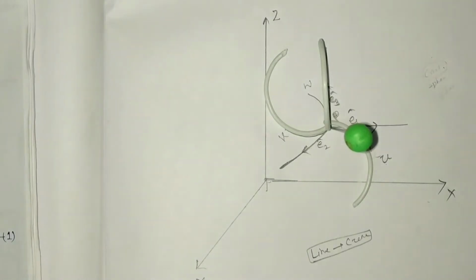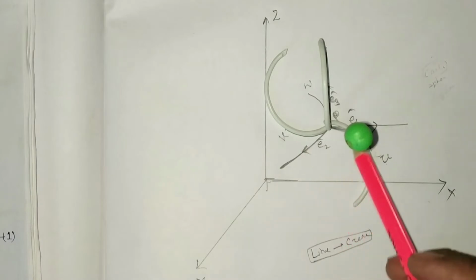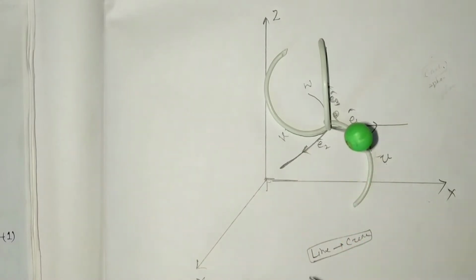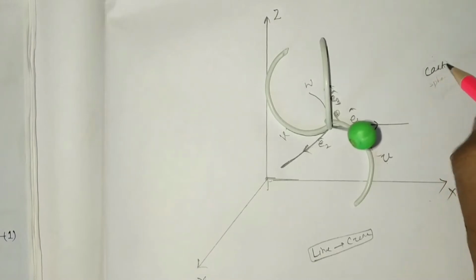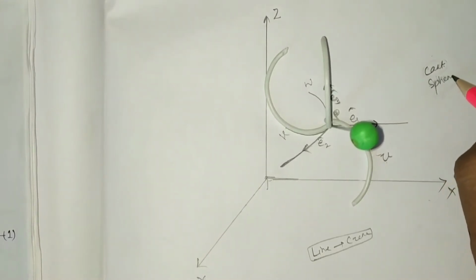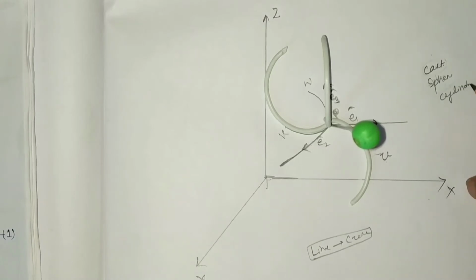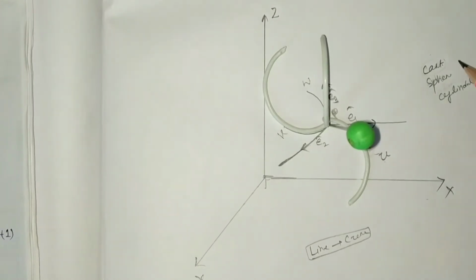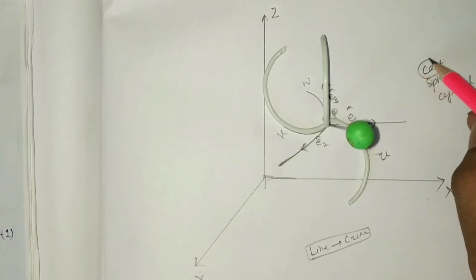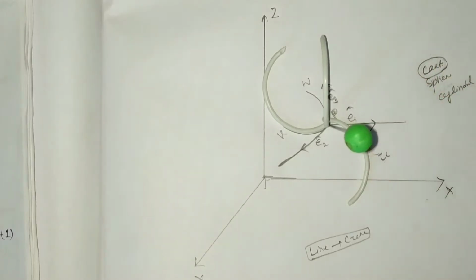Now, as we have discussed previously, these three curves belong to any one of the coordinate systems, maybe Cartesian, maybe spherical polar, maybe cylindrical. So first we have to discuss: if these curves belong to Cartesian coordinate system, then how will it look?